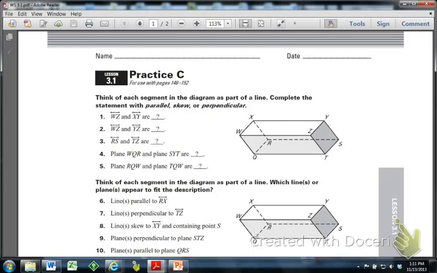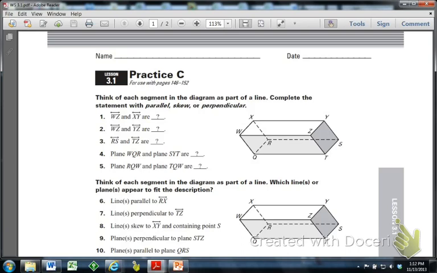Okay, so the 3.1 worksheet. We're going to do a few of the problems. I'm going to give you examples of what I'm expecting from you. The first section says, think of each segment in the diagram as part of a line. Complete the statement with parallel, skew, or perpendicular.